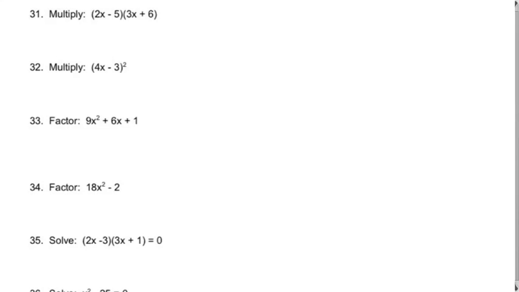Alright, now we're on to problem 31. 31 is a simple distributing property problem. Distribute 2x to both terms. You get 6x squared plus 12x. Distribute negative 5 to both of the other terms. You get negative 15x minus 30.